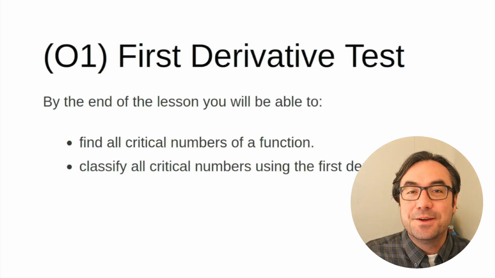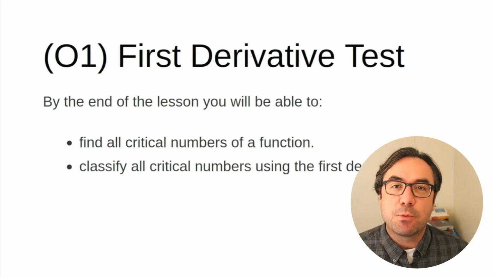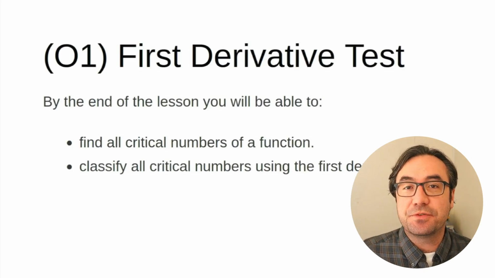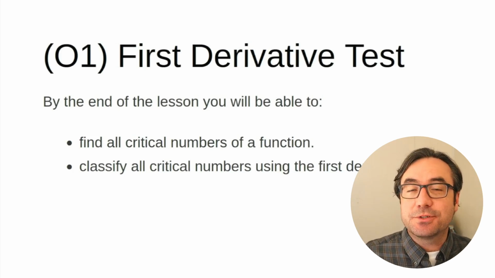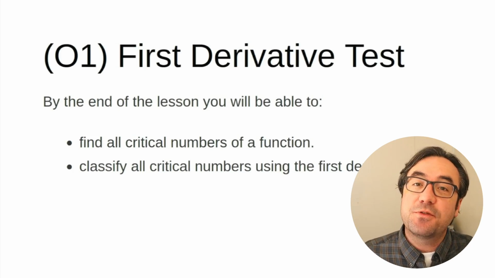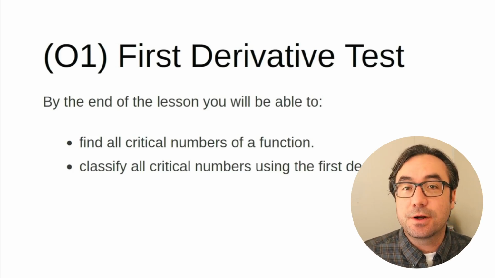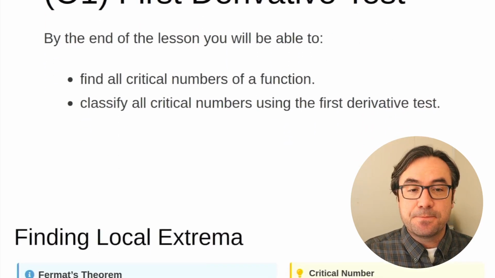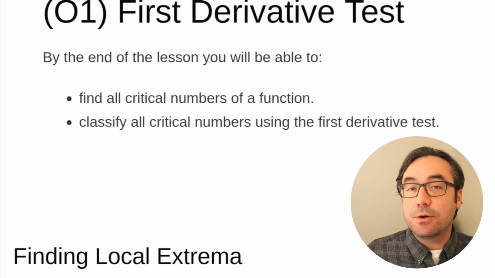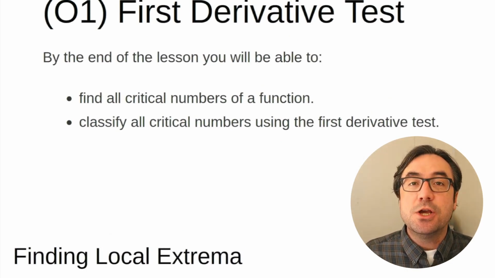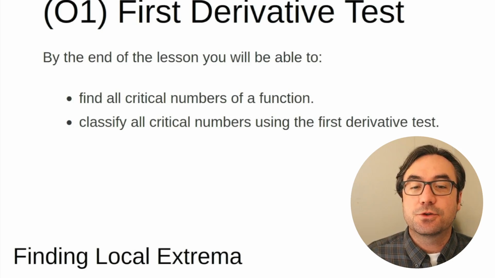Welcome everyone. For today's prep, we're going to start our optimization section. And we're going to start by looking at our first derivative test. So what we're going to see is essentially how we can use our first derivative to help us find and then classify our critical numbers. So we're going to see how we can figure out where our function has a high point or where our function has a low point using our first derivative.